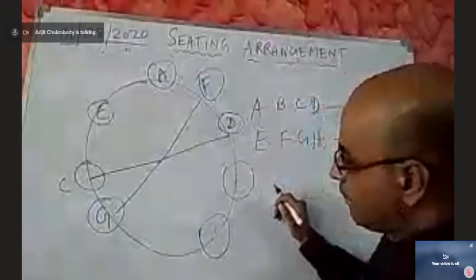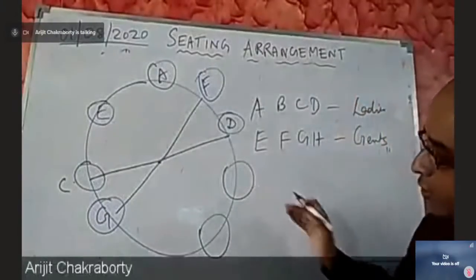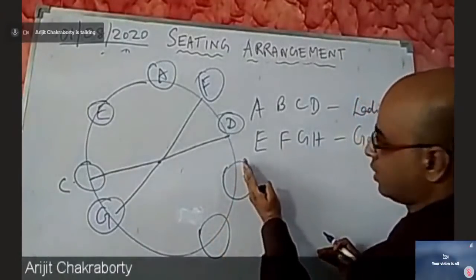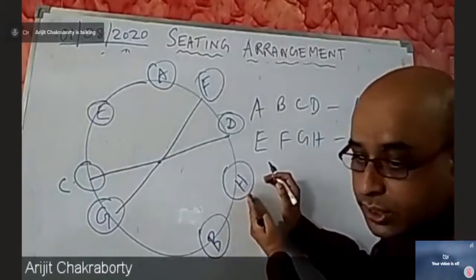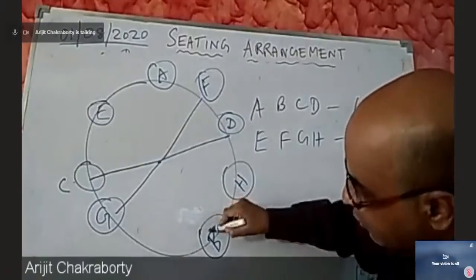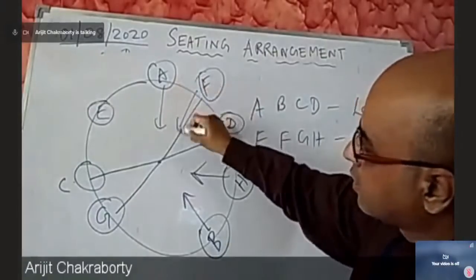So I can put H is to the right of B. So if B is sitting here, H will be here. If I put B here, then H is here because H is sitting to the right of B. B's right is this side, because they are facing inside. All of them are facing inside.